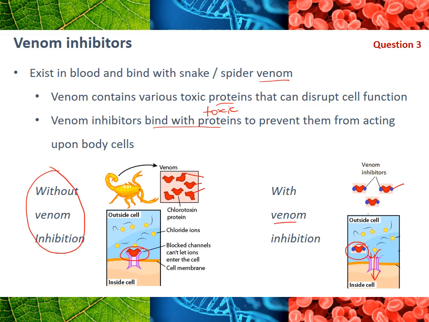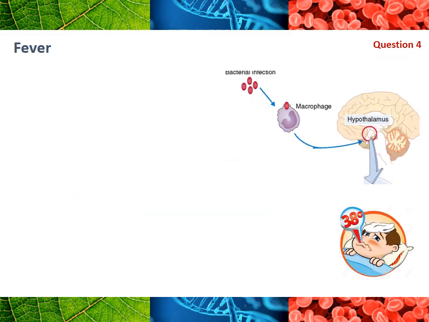The key point is that the venom inhibitors bind with the proteins found in the venom. Okay, so they're not technically acting on any of our cells. They're kind of stopping the venom, which in this case would be the pathogen that is going to cause disease. Okay, so just jump into question 3.